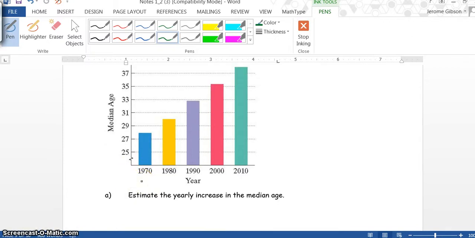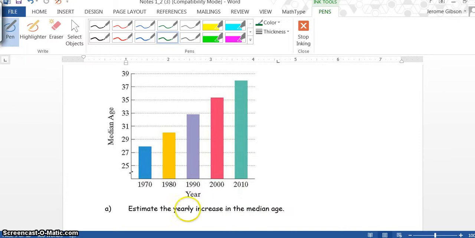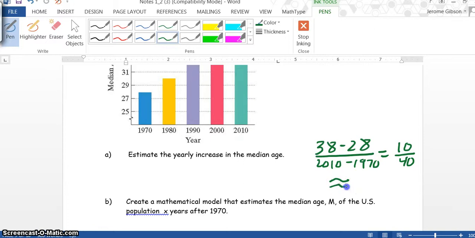So estimating the yearly increase in median age, we notice here that we start with the year 1970 and we will go to the year 2010. So we will look at the age here. In 1970, the age here is approximately 28, and in 2010, the age here is approximately 38. So we will have 38 minus 28 divided by the years. So we add 2010 minus 1970. So 38 minus 28 is 10. 2010 minus 1970 is 40. Now, when we divide this out, this will give us approximately 0.25 because we're dealing with approximations here. So the yearly increase in the median age is approximately 0.25 or 25%.